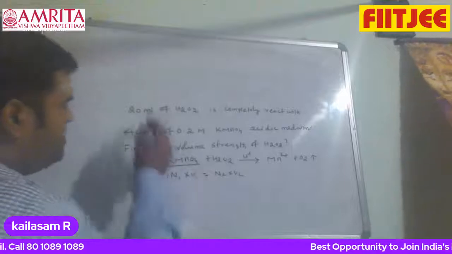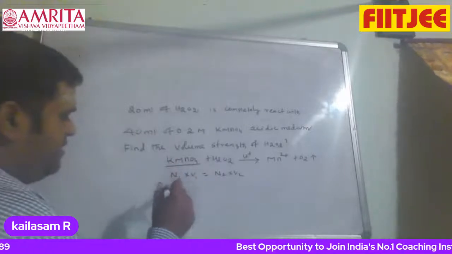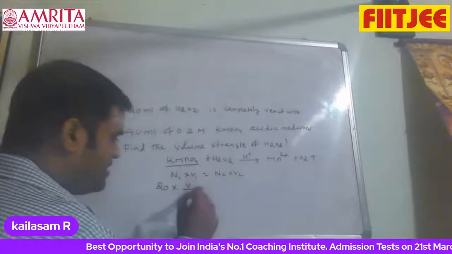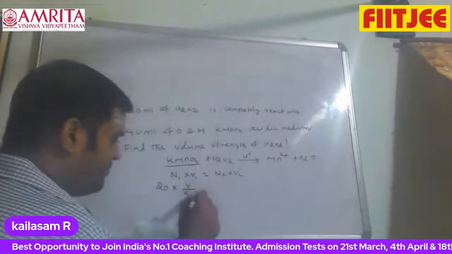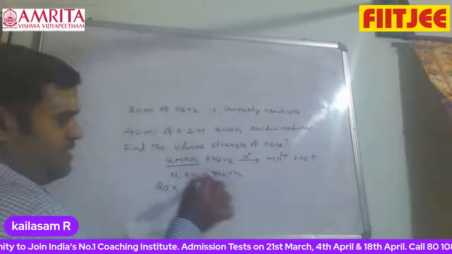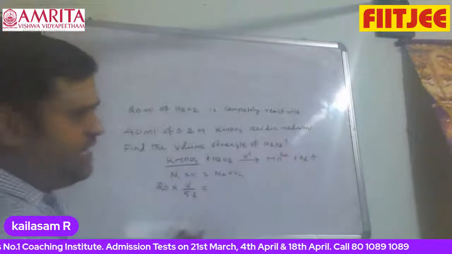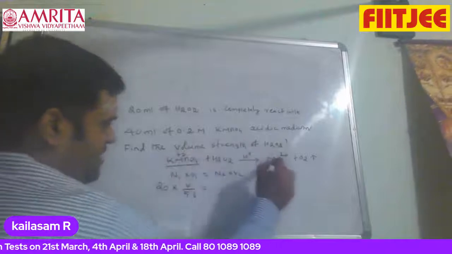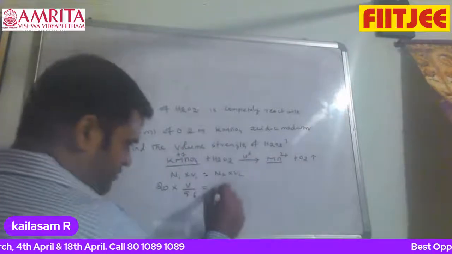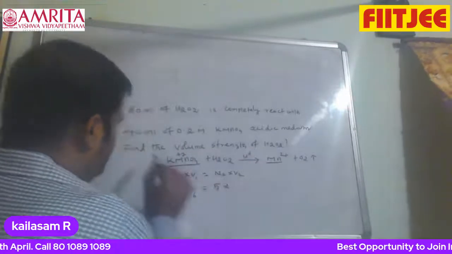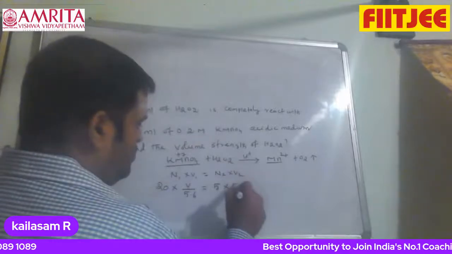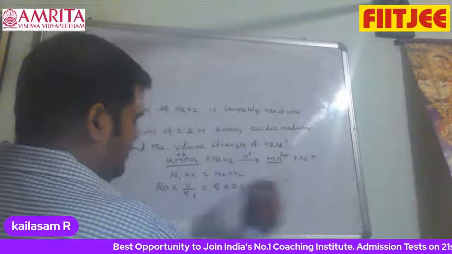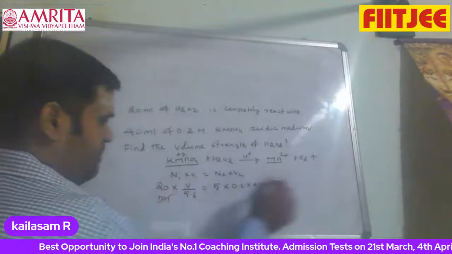Now the volume given is 20 ml. Normality in terms of volume strength is V by 5.6, is equal to N factor into molarity. What is the N factor of KMnO4? MnO4 minus, that means this is plus 7 going to plus 2. N factor is 5. The molarity is 0.2, and the volume is 40 ml. The ml will be cancelled.